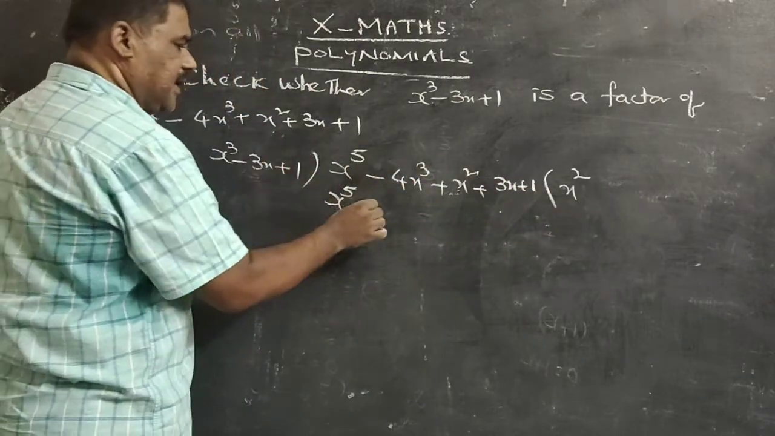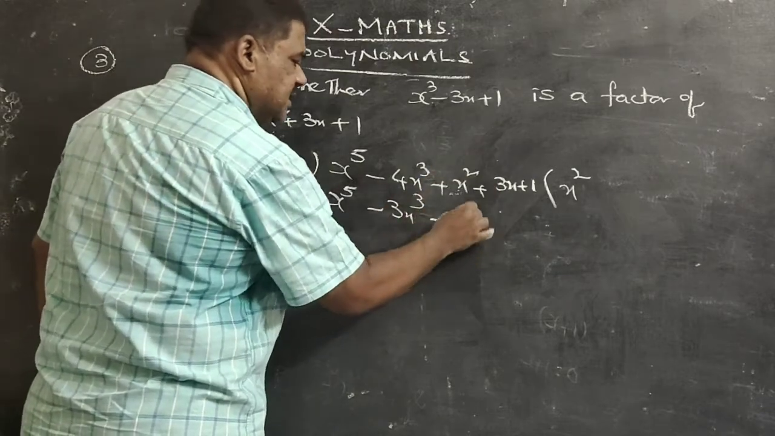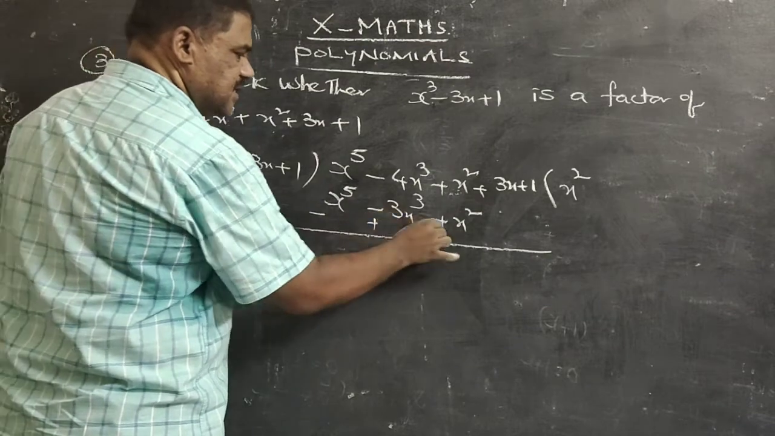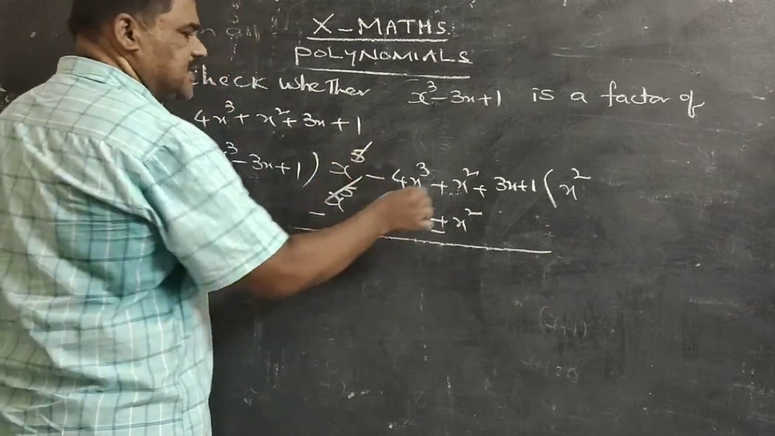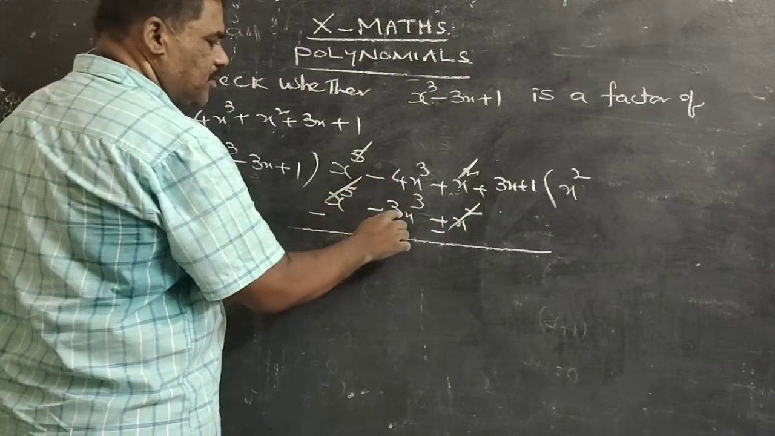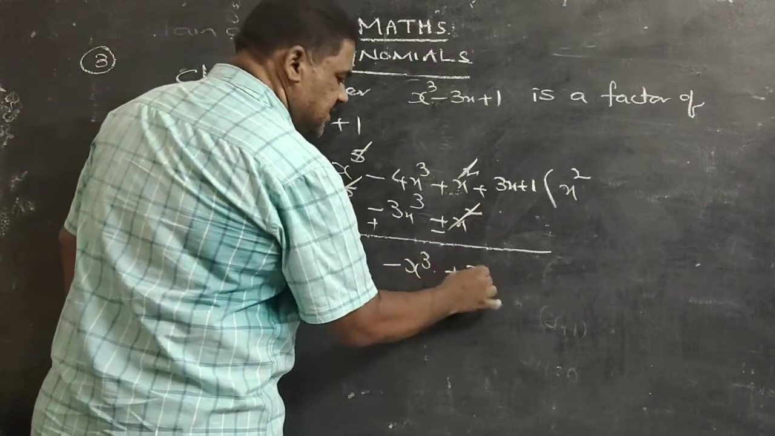x square into minus 3 is minus 3x cube. x square into 1 is x square. So let us subtract, change the signs. x square minus x square cancel. Minus 4x cube plus 3x cube is minus x cube. Let us take next term 3x.